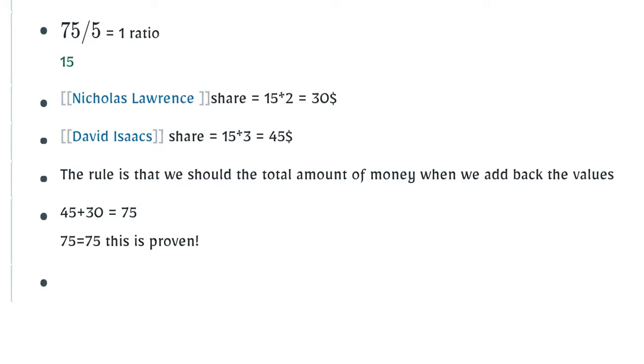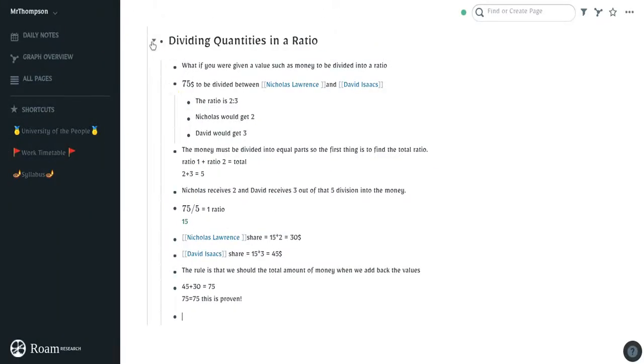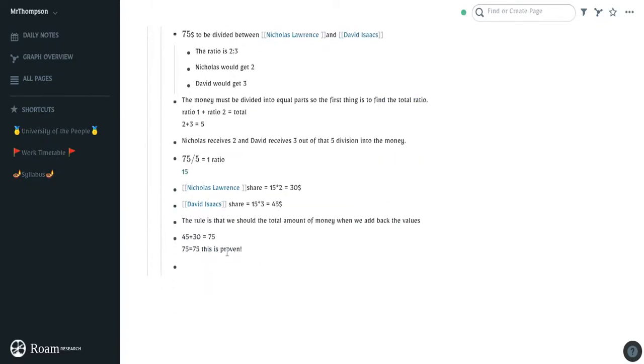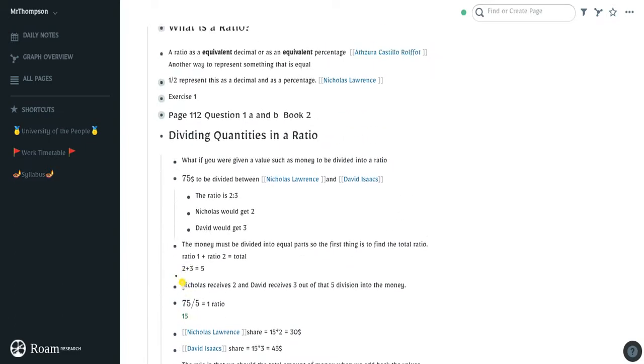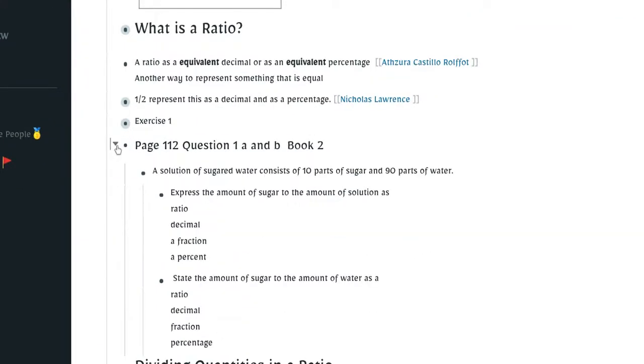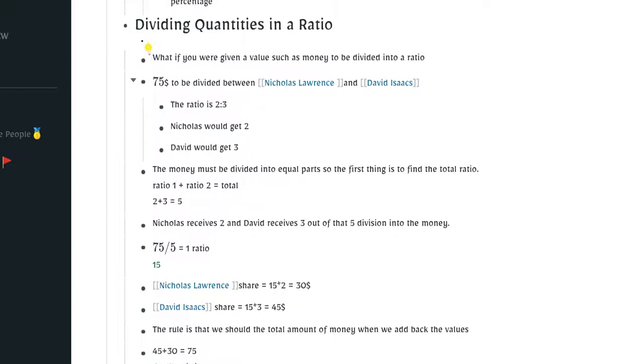Everybody understands? Yes, sir. All right. So that's just an introduction to what we're going to discuss next class. The topic is dividing quantities into a ratio. We're going to take this approach now and go deeper. And what if we had multiple persons getting a division? All right. So that's the next topic. But finish question 1, A and B in book 2, which was really just to express values as ratio, decimal, fraction and percentages. And then we can continue next class into dividing quantities into a ratio.